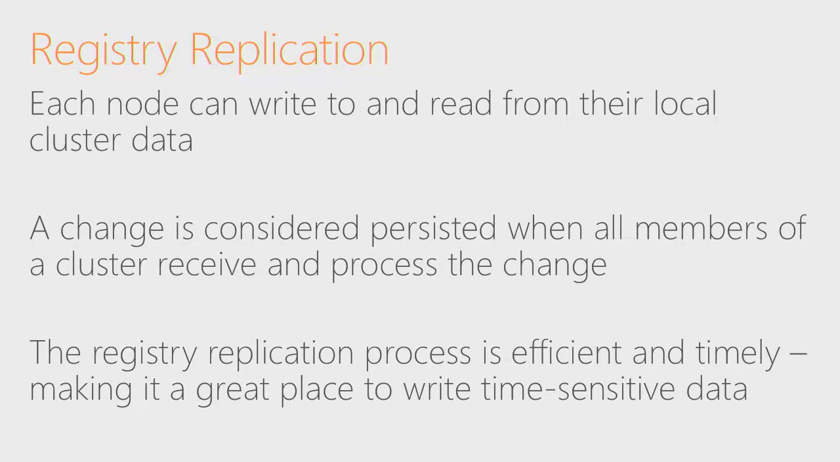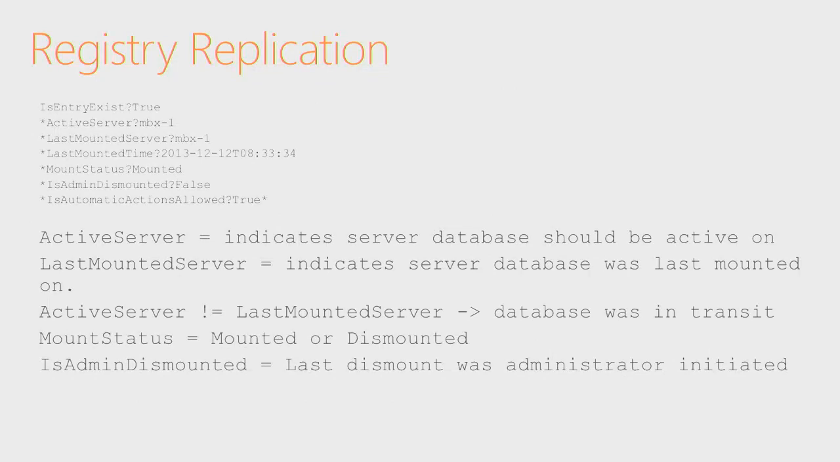Now, I know that sounds kind of intuitive, but here's how these keys play with each other. Across the DAG, there exists a primary active manager, and that PAM is responsible for all database movement operations that occur within a DAG. So when you fire up the management shell and say, I want to move a database from node 1 to node 2, it is the PAM that is taking those commands and coordinating that action across the DAG.